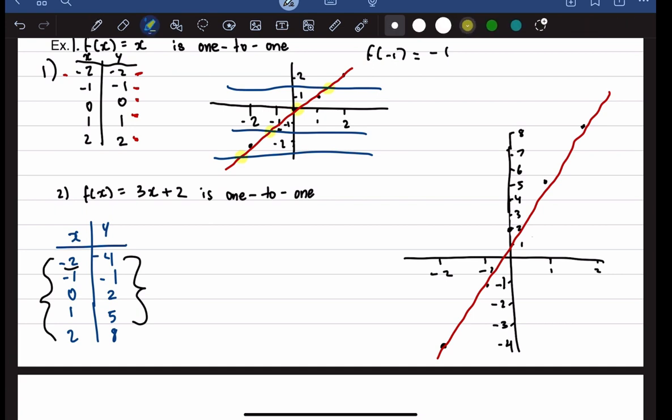And now we're gonna try a horizontal test. So if we pass it through here, we only are getting it at one place, so like right here. Then if we try it at another place, we're also getting it at just one place, right here. Right here. So this is why this is also a 1-to-1 function.